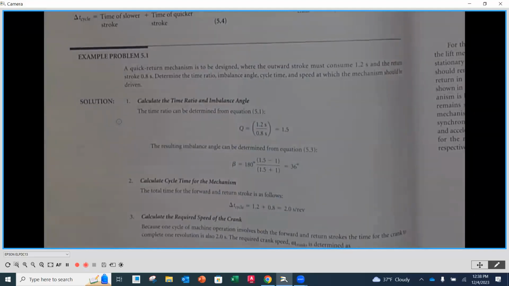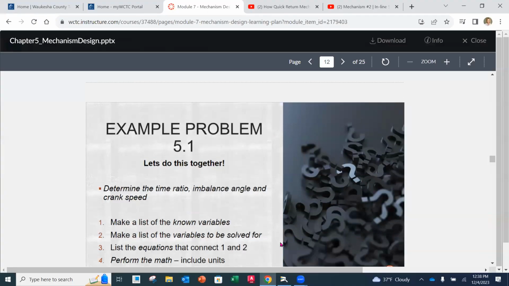Example problem 5.1. Gotta grab some paper and a pencil. And we'll do this one together. So I know that it's here, but as you know, it's always kind of nice to be able to walk through the example so that we get a little bit of experience with it. So I encourage you to take out some paper and we're gonna go through this problem. Now, if we go back, I'm gonna catch us up on our PowerPoint.